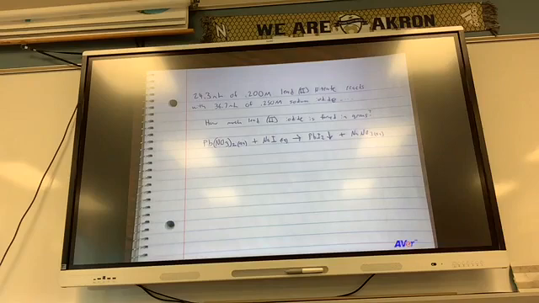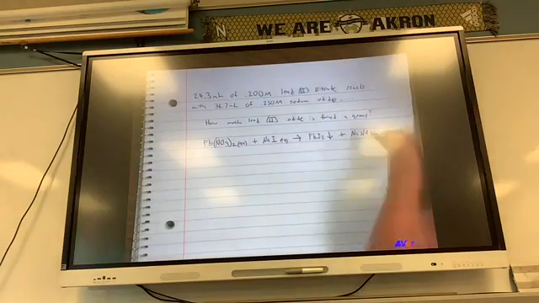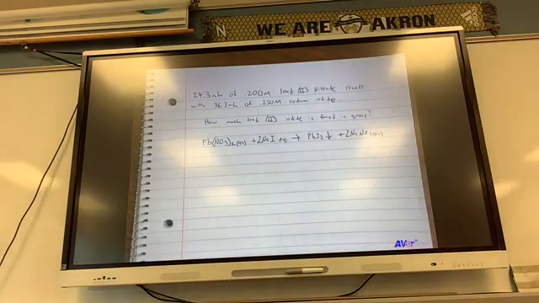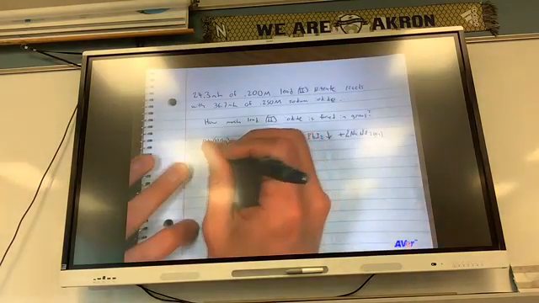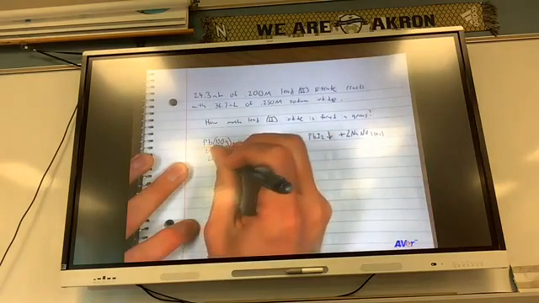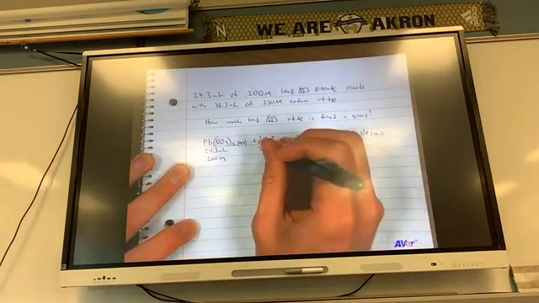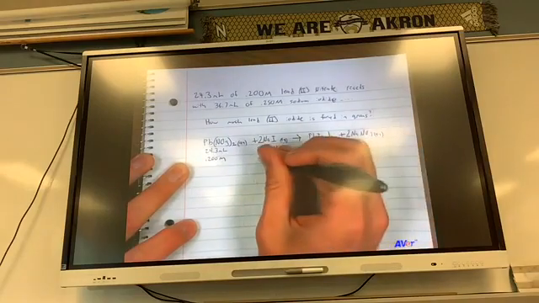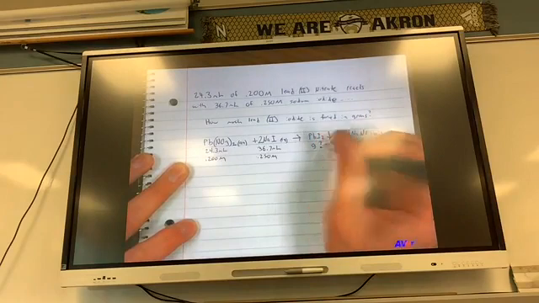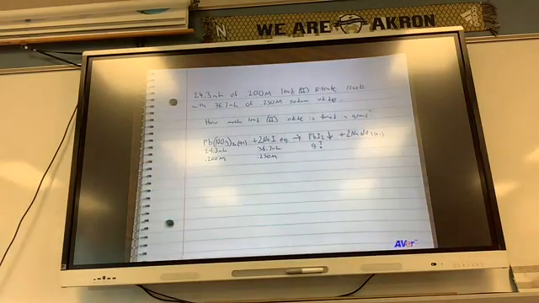Balance. Where am I going to put some coefficients? In front of that NaI. 2 here, yes, and 2 here. Does that look good? Yes. Okay, and I like to write out what I'm given. So I have 24.3 milliliters of this, which is also 0.200 molar. And I was also given 36.7 milliliters of this, which is 0.250 molar. I want to know how many grams of that. So that's kind of setting up my problem.